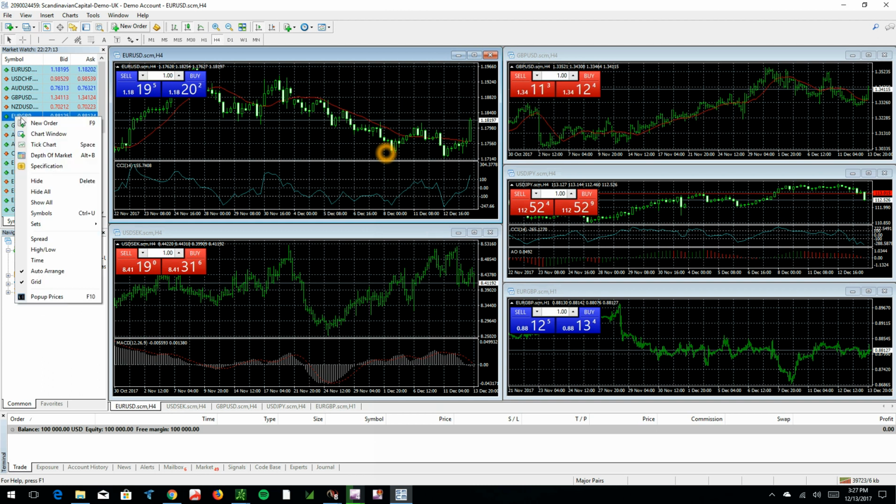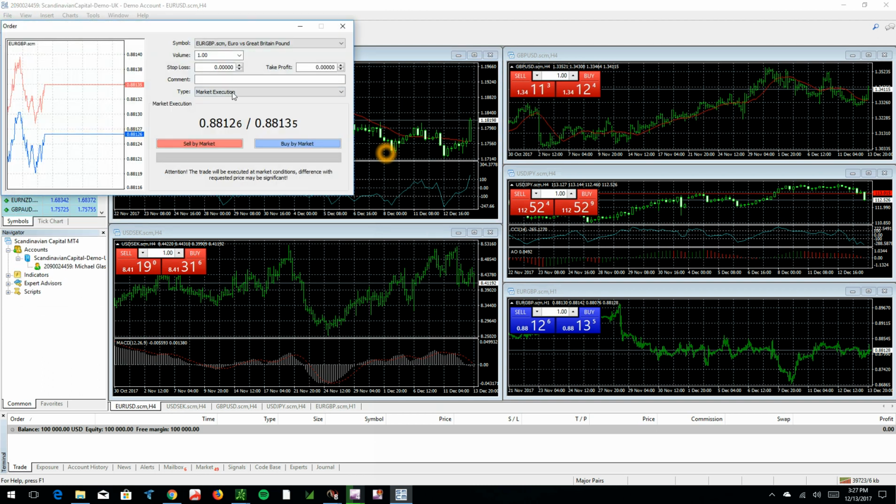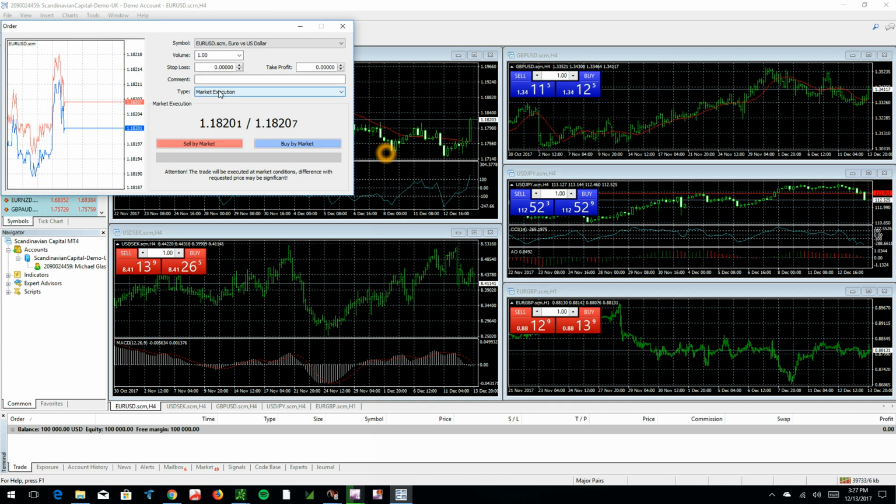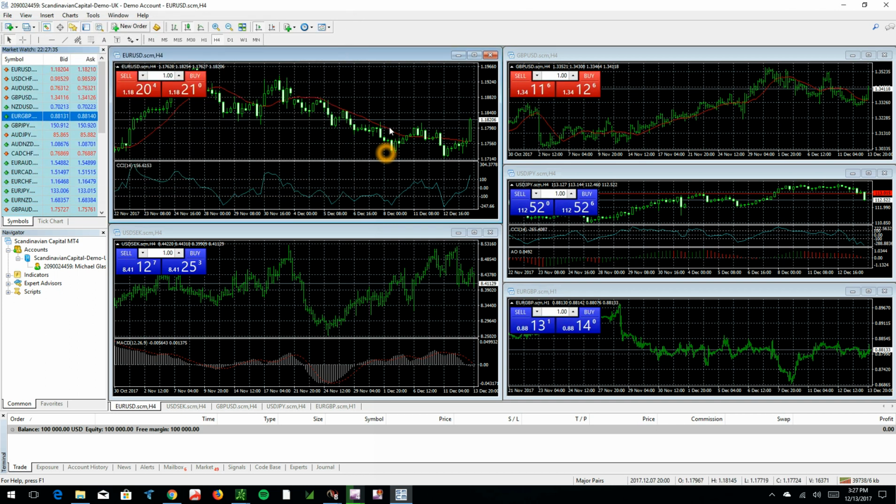You can go over to your market watch, new order, and you can see the default is for a market trade. Remember, market puts you in at that price. So there's no price that you have to put in here. It just says buy or sell. Also up here at the top is order. If you click on that, again, market execution is the default, and it's just sell or buy. So again, market orders get you in at the current price where the market is going.